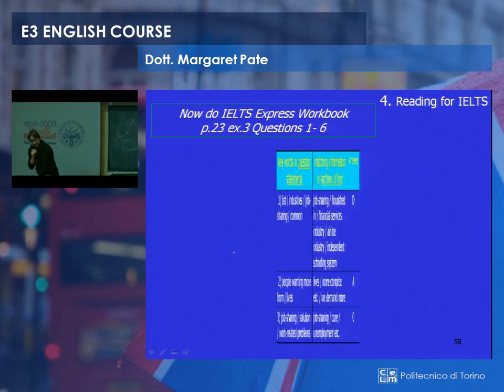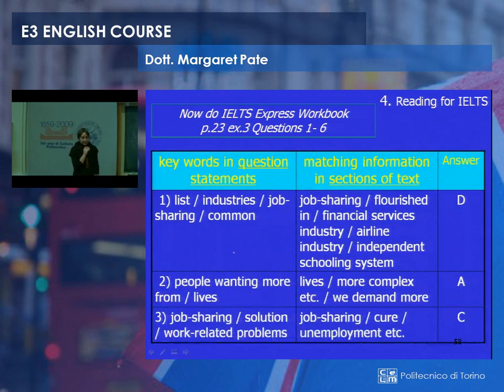Let's have a look at the answers. Okay, the statement, the keywords you should have underlined were industries, job sharing in common. The answer is in paragraph D, because we've got job sharing flourished in financial services, airline industry, independent schooling system. The answer to number 1 then is D, paragraph D.